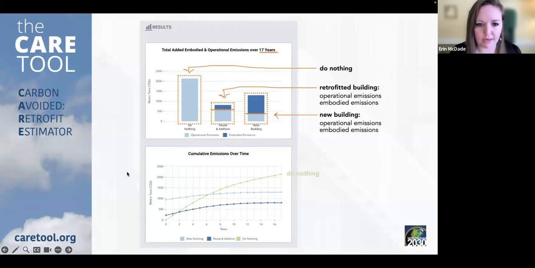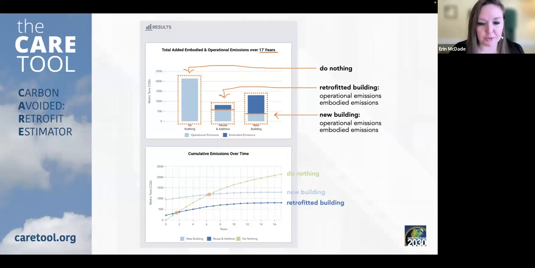And just a little bit of a different way of looking at it here, this is cumulative emissions over time. And we can see each of the scenarios: our do nothing scenario, our new building scenario, and our retrofitted building scenario. And it's just interesting to see some analysis here. We can see that it takes a little over 6 years for the new building to be more climate smart, if you will, than the do nothing building. And it takes a little under 2 years for the retrofitted building to be better than the do nothing building.